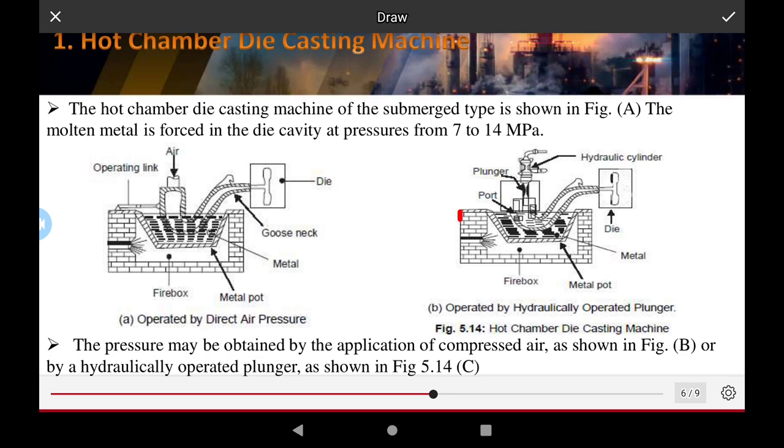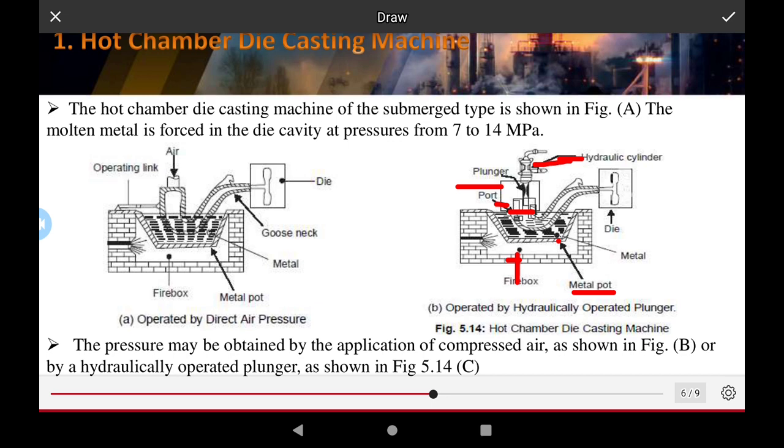This is the seam of the die. This is the pattern of the mold. This is the die chamber of the die. This is the molten metal, and this is the firebox and molten pot. This is the ingot port and plunger. This is the hydraulic cylinder.